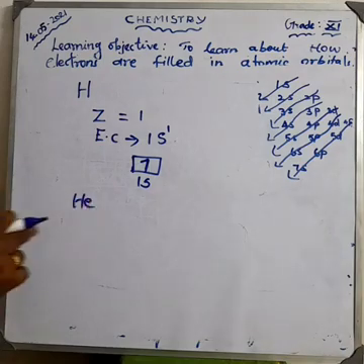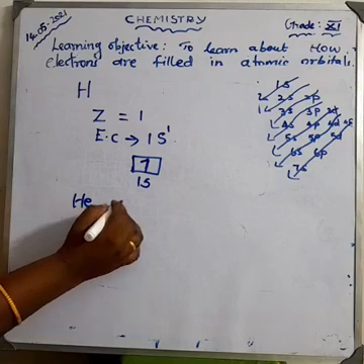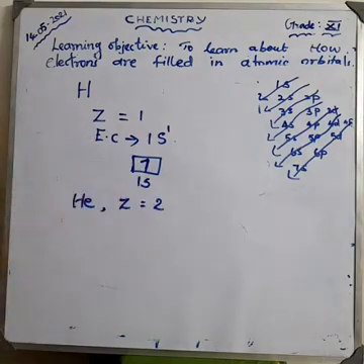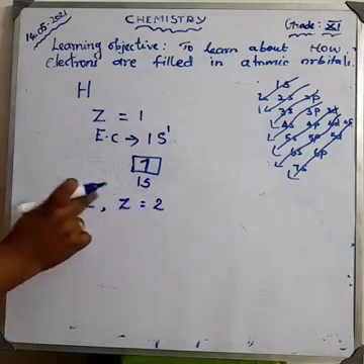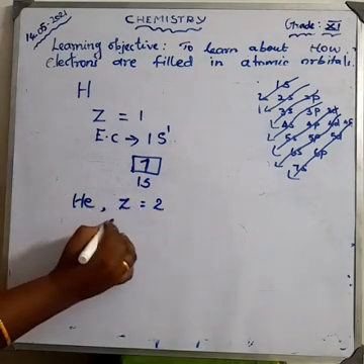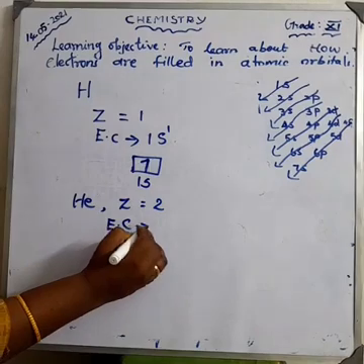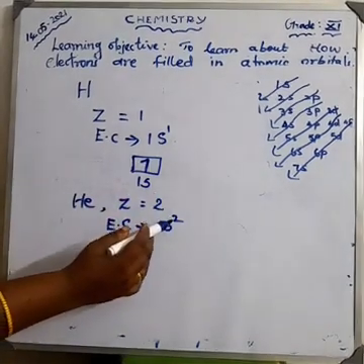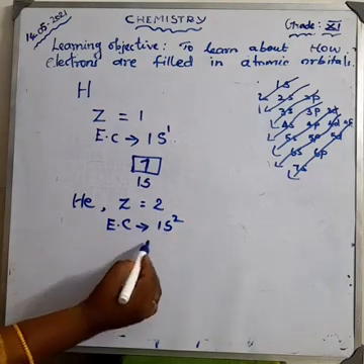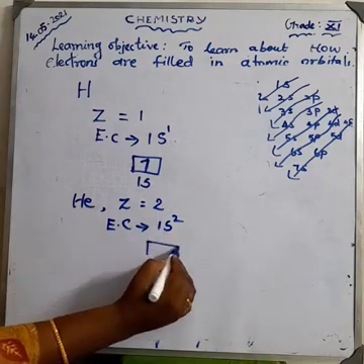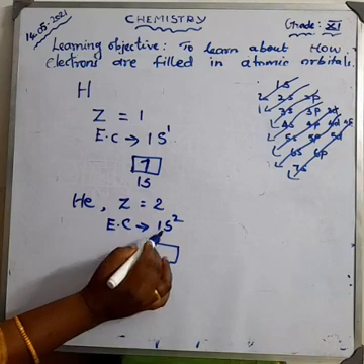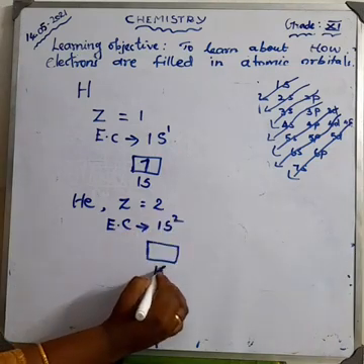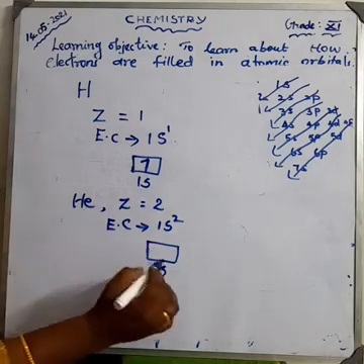And then the second element, helium. What is the atomic number of helium? Z is equal to 2. So the electronic configuration for helium is 1s2, because there are 2 electrons. Only the 1s orbital is there for the helium atom.